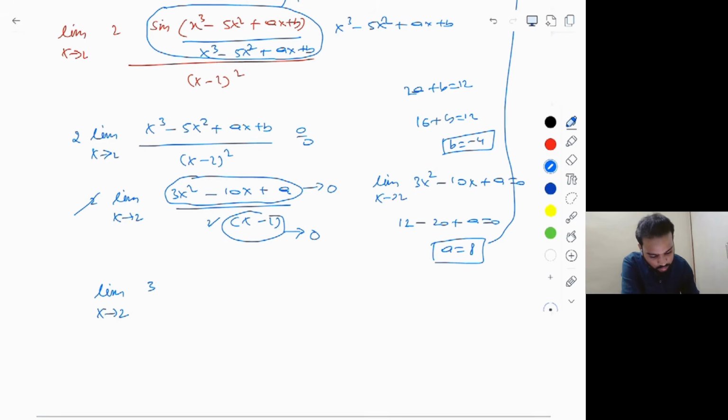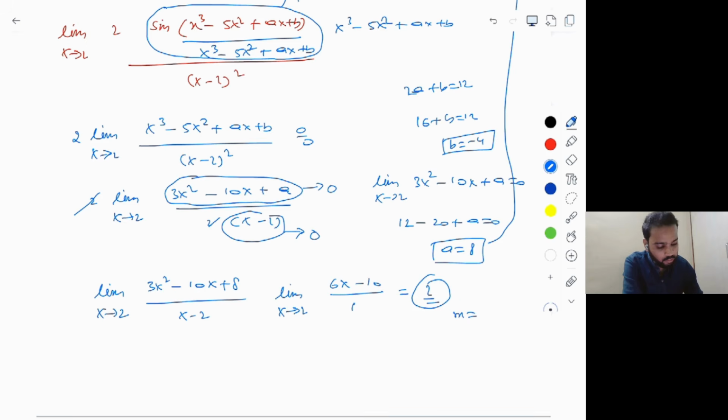Let's come back to this. 3x square minus 10x plus a value is 8 whole divided by x minus 2. Let's start differentiating because it is 0 by 0 form. So limit x tends to 2, this will be 6x minus of 10 whole divided by 1. Now put x tends to 2 here. This will be 12 minus 10, which is equals to 2, which means finally we have the limit value also, m is equals to 2.